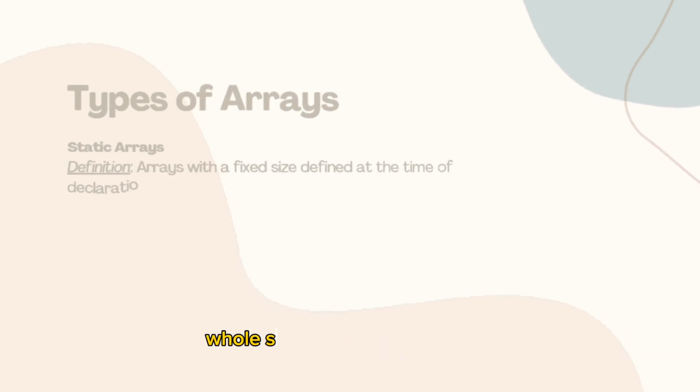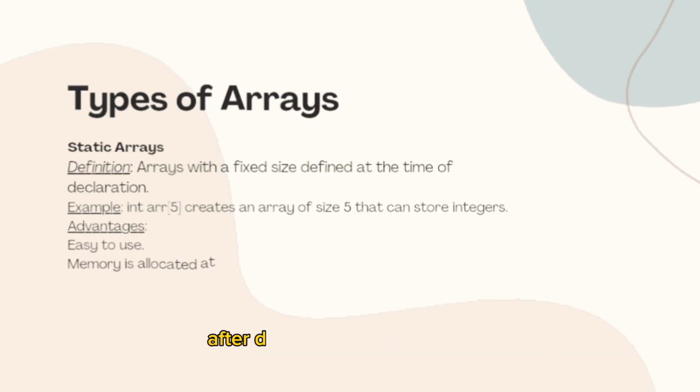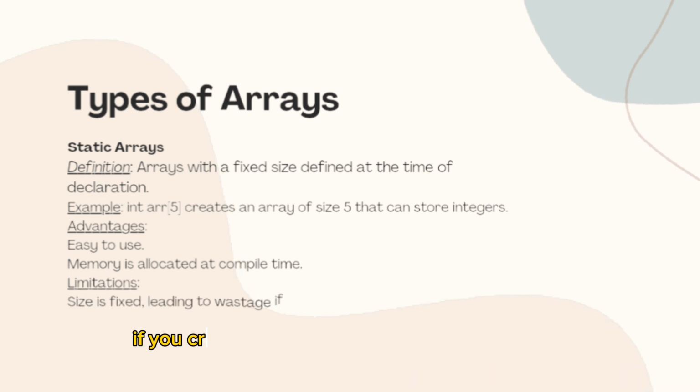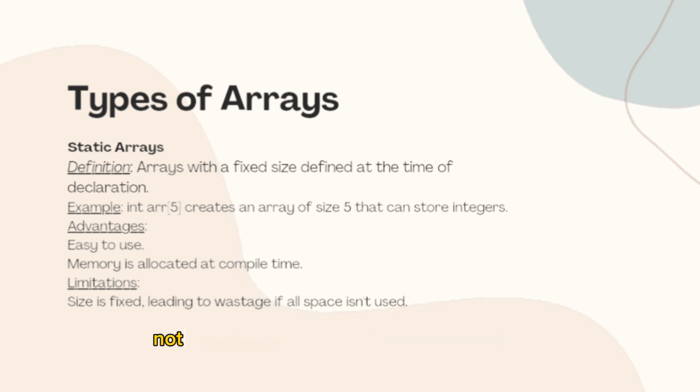Types of arrays. Static arrays. Static arrays are arrays whose size is fixed when they are created. This means you cannot change the number of elements they hold after defining them. For example, if you create an array of size 5 to hold the marks of students, you can only store 5 marks in it, not more or less.